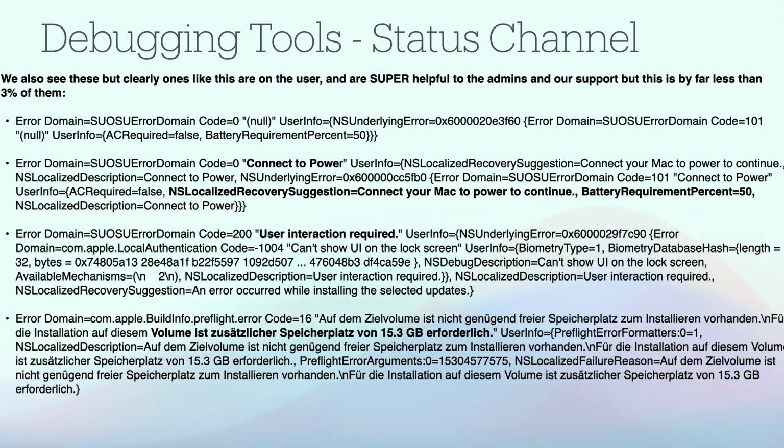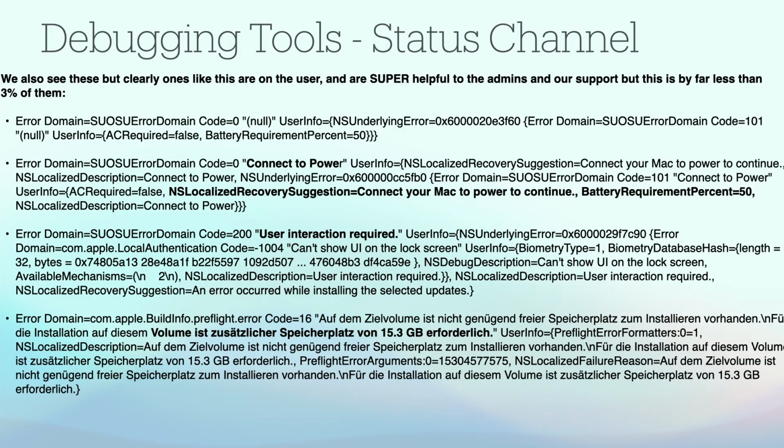The bottom one's in German because it will pass back whatever the OS message is, whatever language the OS is in. What that roughly translates to is volume requires additional storage of 15.3 gigabytes, meaning they had no free space, because the download for the full installer was about that. But it's really helpful to have these pieces of information in the status channel.